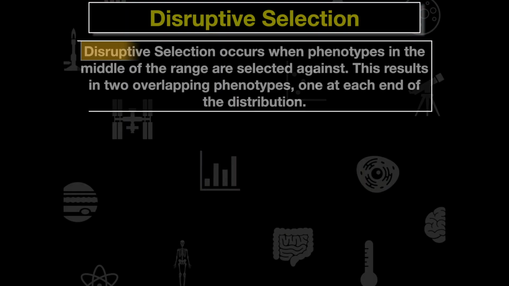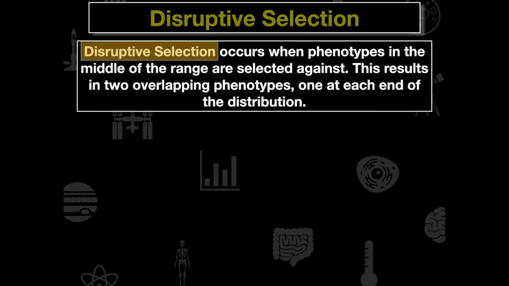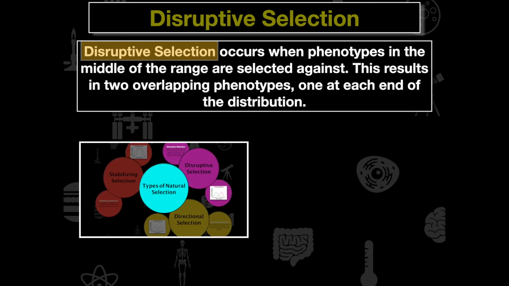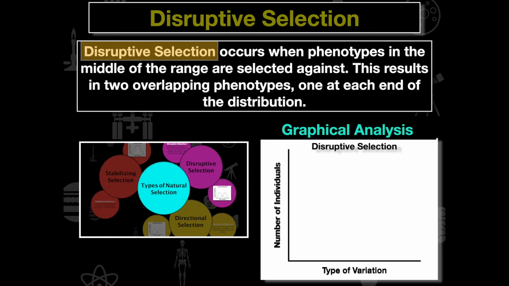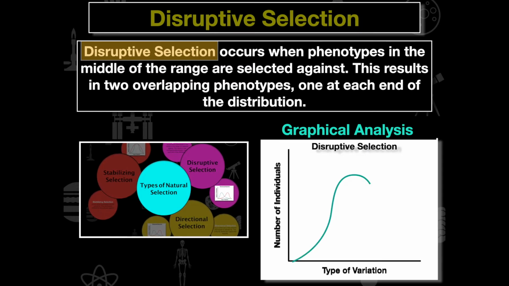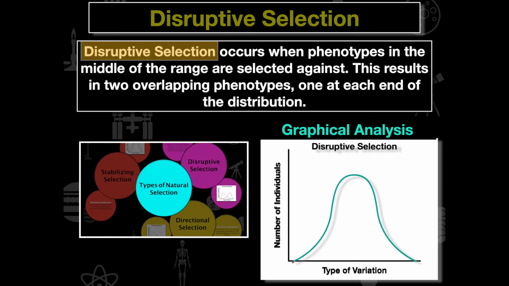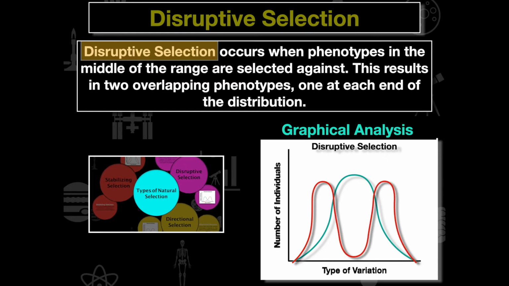Now, disruptive selection is a selection that's going to occur when phenotypes in the middle range are selected against. And this is going to result in two overlapping phenotypes, one at each end of the distribution. So if our normal bell curve looks like this, well, a disruptive selection is going to look like this.